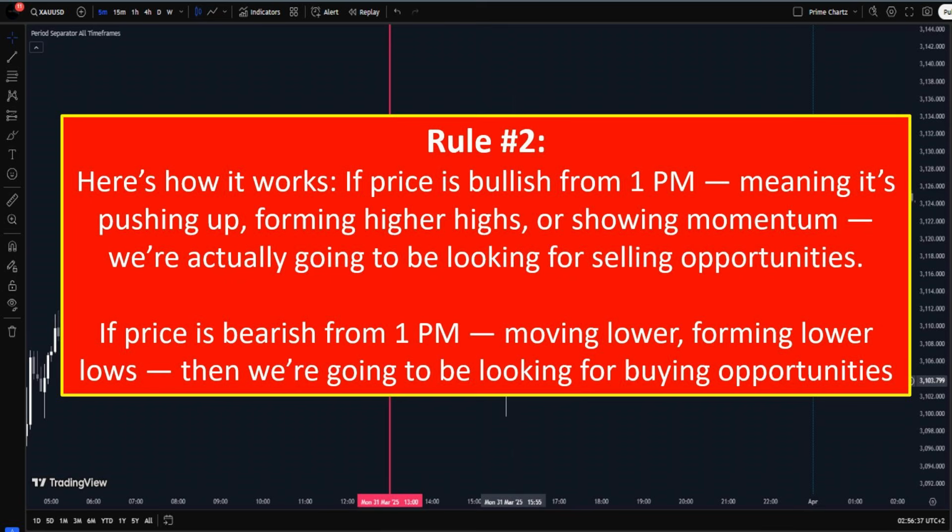Now I know what you're thinking. Wait, why would we sell in a bullish market and buy in a bearish one? Simple. The 714 method is built around liquidity manipulation.